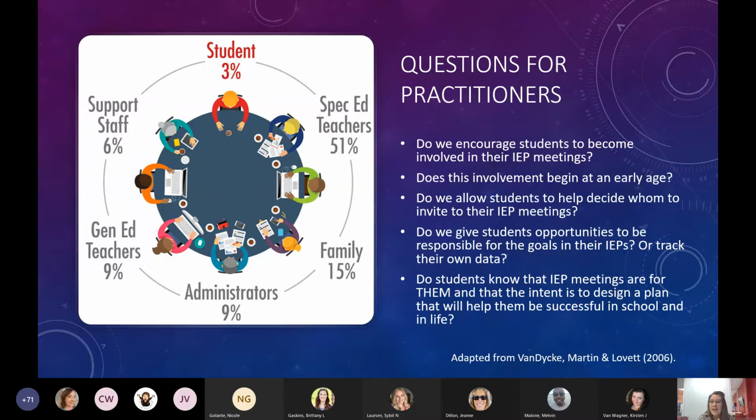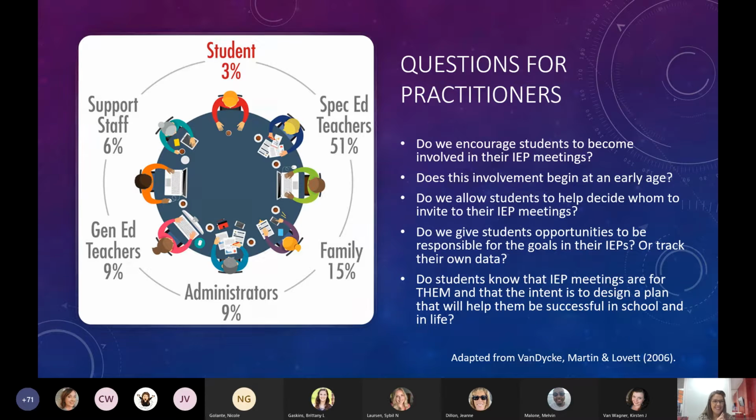In a case study that was referenced in the Cake on Fire article, what you read today is an excerpt from that article, but it is a longer study. Researchers observed 109 middle and high school IEP team meetings to determine who was typically talking. And this image represents their findings.